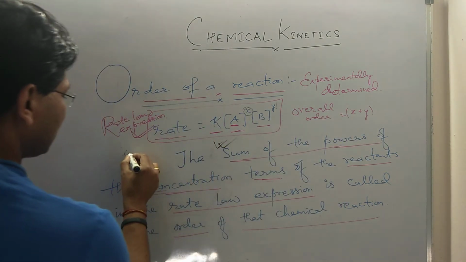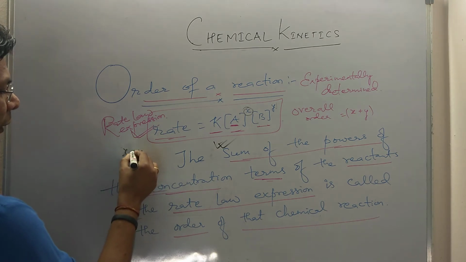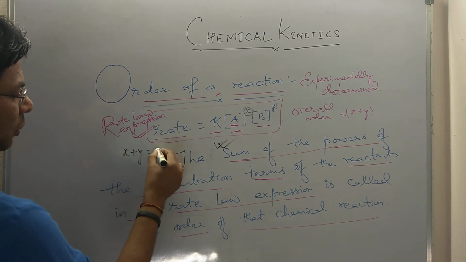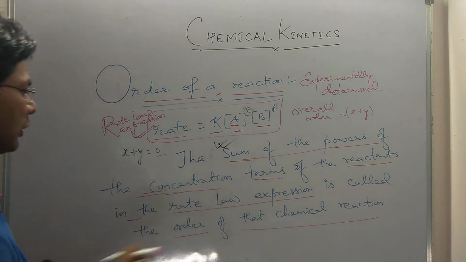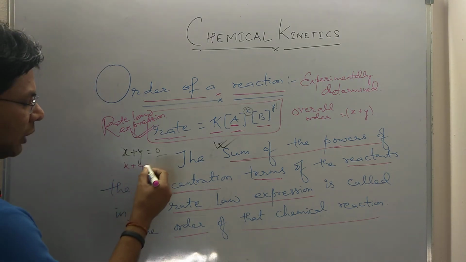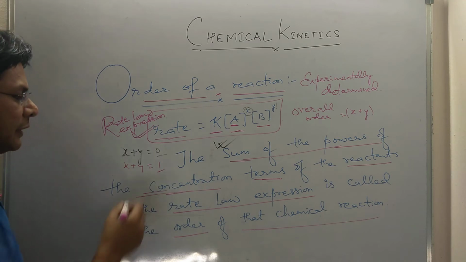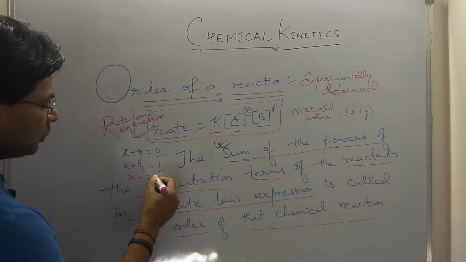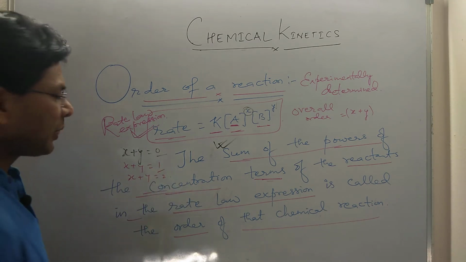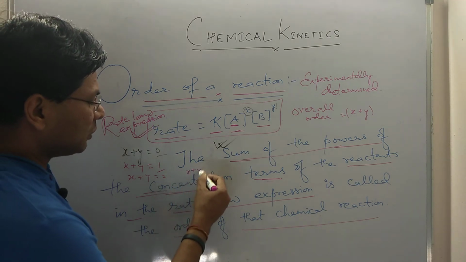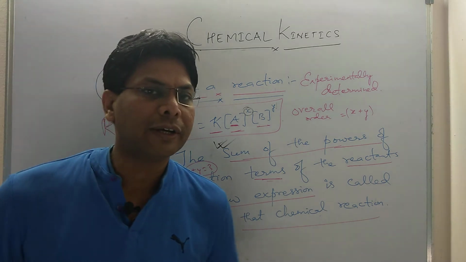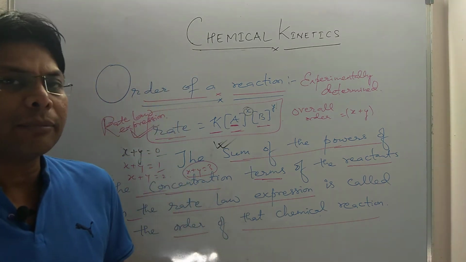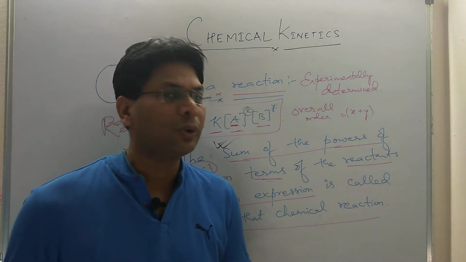Suppose x plus y is 0, then the reaction is called zero order reaction. If x plus y is 1, then it is called first order reaction. If x plus y is equal to 2, then it is called second order reaction. If x plus y is equal to 3, then it is called third order reaction. So order is experimentally determined. It can be negative, positive, fraction, 0, etc.